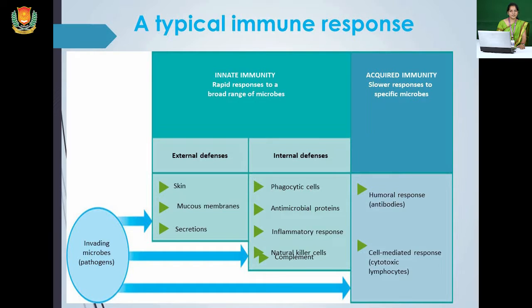killer cells response. Then the acquired immunity is the immunity which is acquired by an individual with time. It is the specific immunity, which is attained or acquired. It is also known as adaptive immunity because the individual adapts to this immunity after exposure to the actual pathogen.